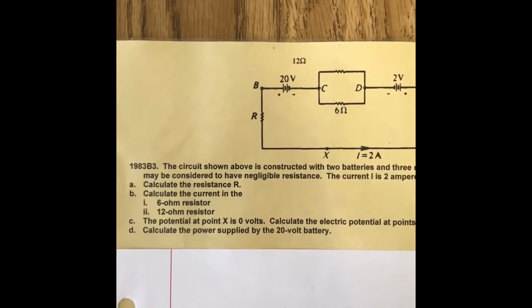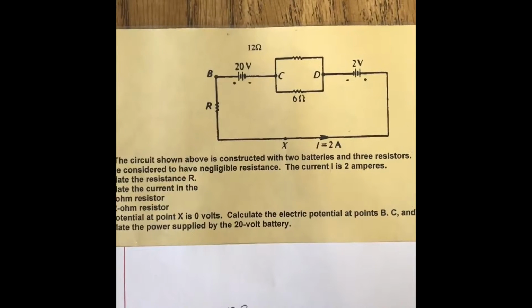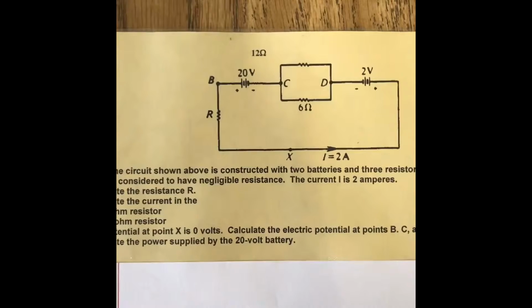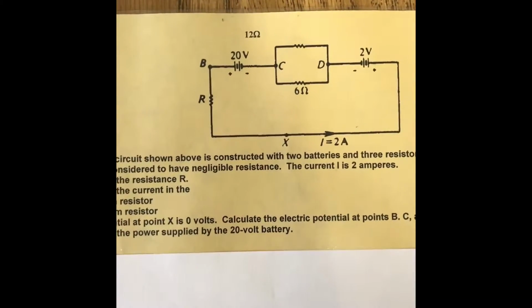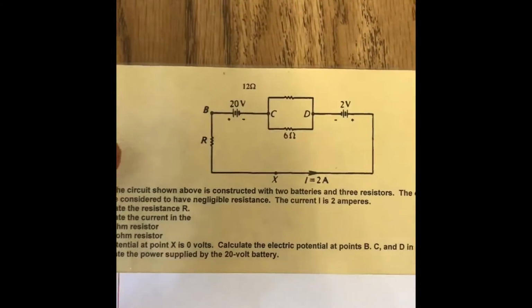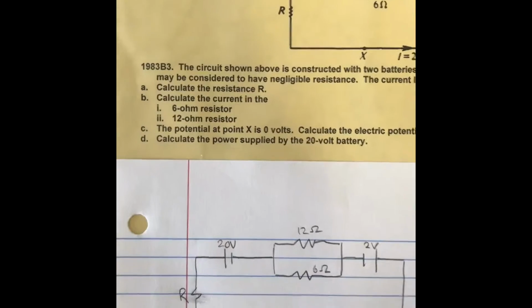Okay, so we're given this circuit, and we're told it has a current of 2 amps, and we have one 20-volt battery and one 2-volt battery facing opposite directions, with a 6 ohm and 12 ohm resistor in parallel, as long as a third resistor R on the side. So the first question, A, calculate the resistance R.